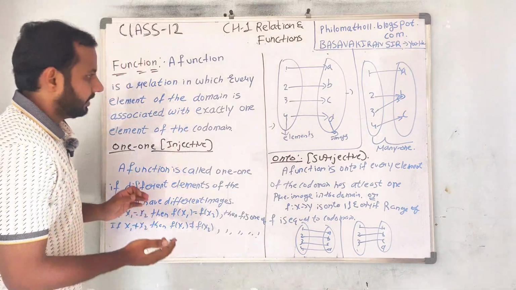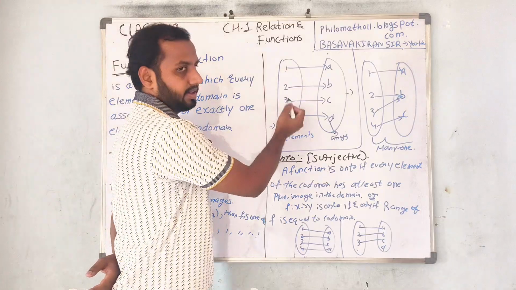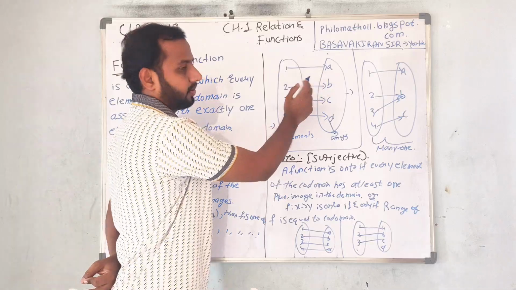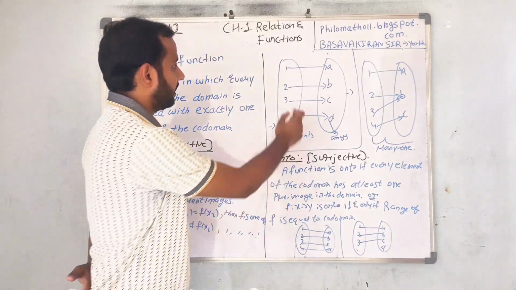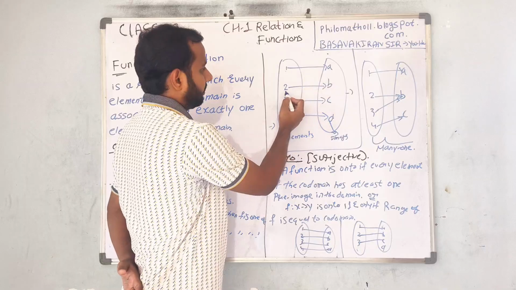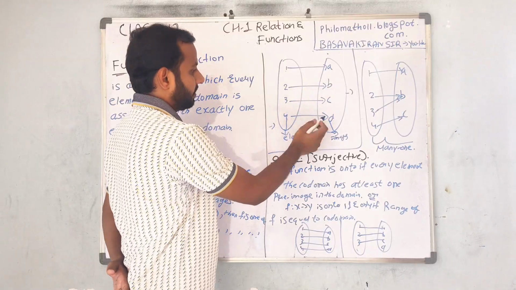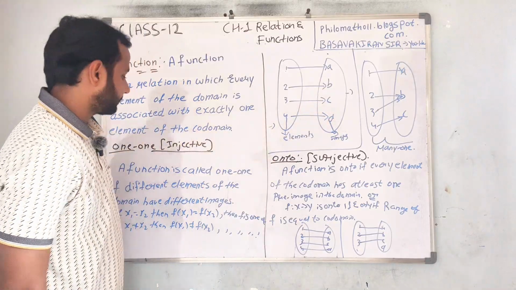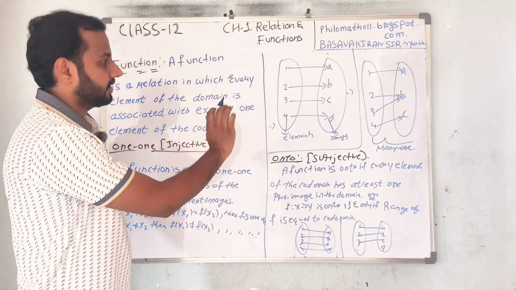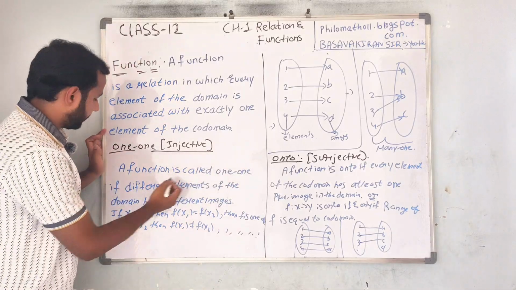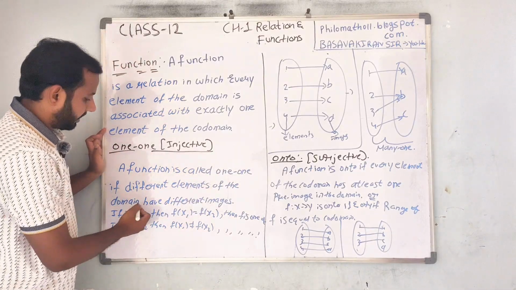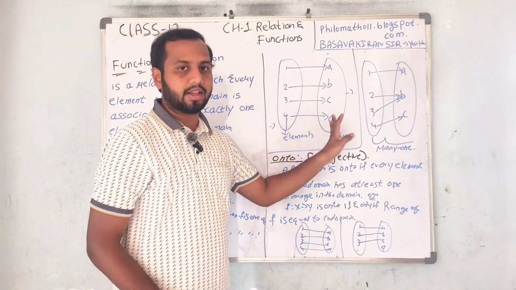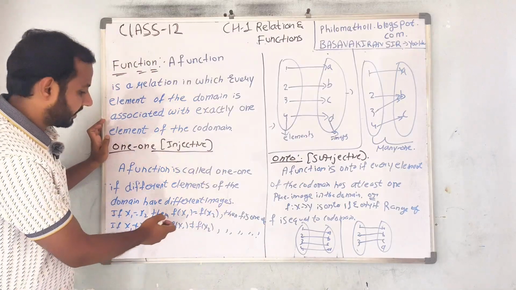In the injective function, these are your elements, these are your images. Every element should have an image. Here, does every element have an image? 1 is related to A, 2 is related to B, 3 is related to C, 4 is related to D. Now every element has its image in the codomain. Now I can say this is a one-one function. A function is called one-one if different elements of the domain have different images in the codomain.